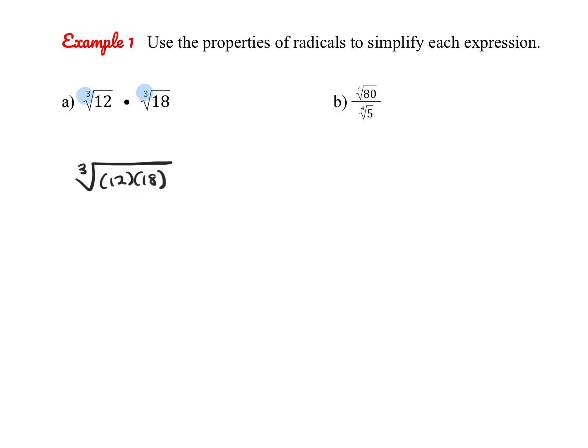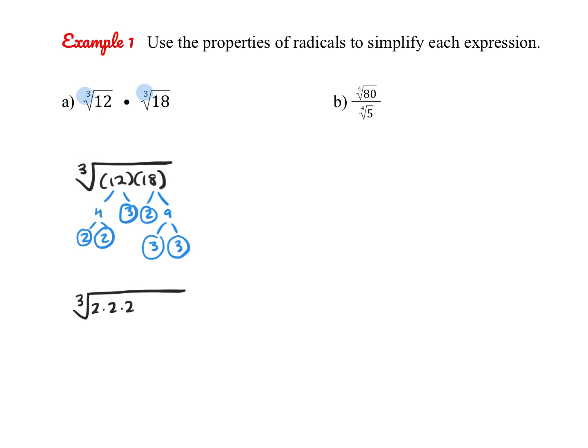So I'm going to keep this as is and factor the individual terms, so it saves me a little bit of time. I know that 12 we can say is 4 times 3, so 2 times 2 times 3. And here we have 2 times 9 and then 3 times 3. So I'm going to list out my prime factors. I have 2 times 2 times 2 times 3 times 3 times 3. So you can see, oh, I have a group of 3 here, and I have another group of 3 here. So it leaves me with 2 times 3, which is 6.